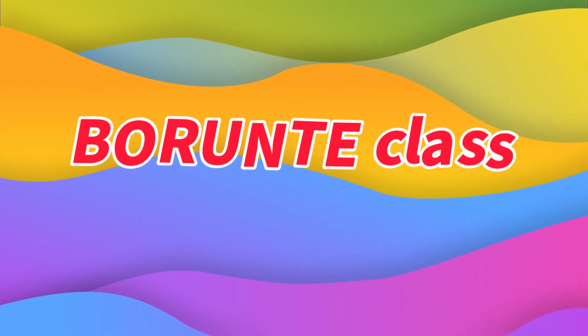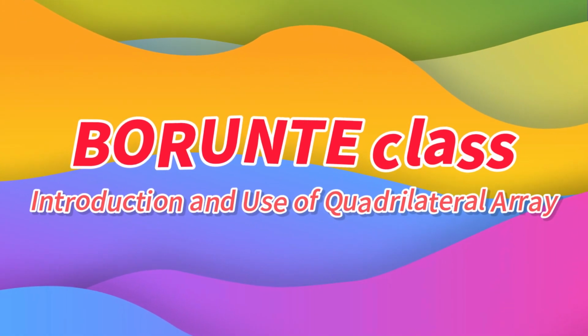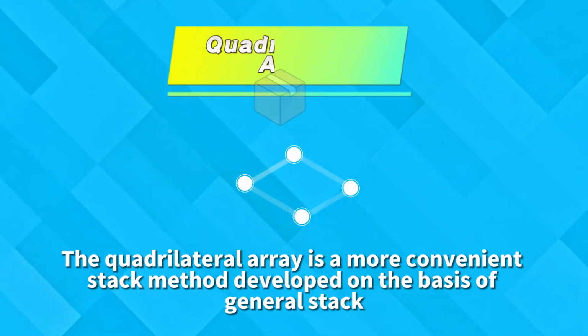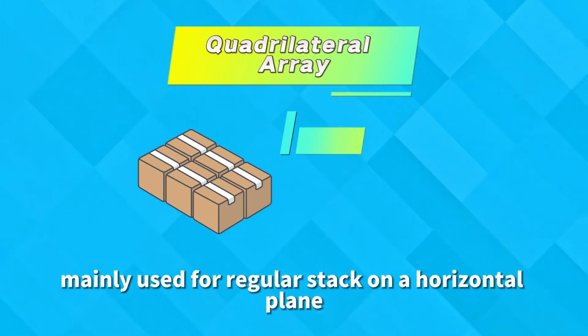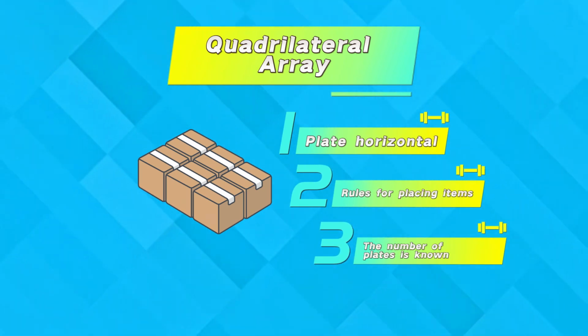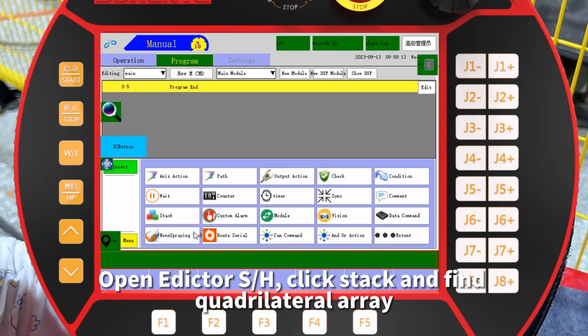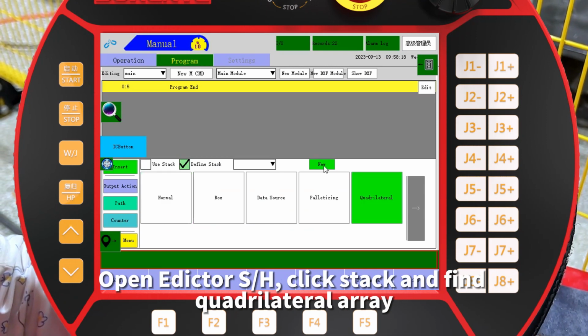The latter class. Introduction and use of quadrilateral array. The quadrilateral array is a more convenient stack method developed on the basis of general stack, mainly used for regular stack on a horizontal plane. Open the teaching pendant, click stack and find quadrilateral array.